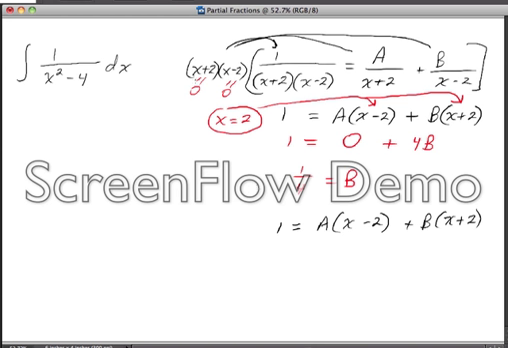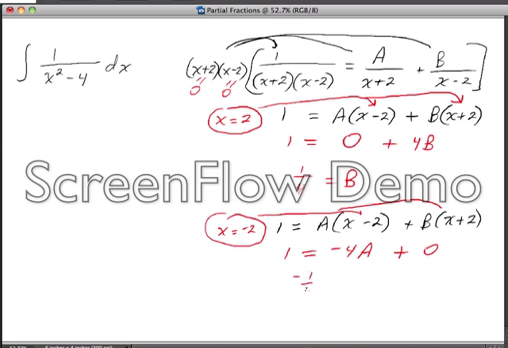What makes the first factor 0 is when x equals -2. So I'm going to substitute -2 in for both of these x's. So that'll give me 1 equals -2 minus 2 is -4 times a. And if you put a -2 into the second one, -2 plus 2 is 0 times b, which is 0. If I divide by -4, I'll have -1/4 equaling a.